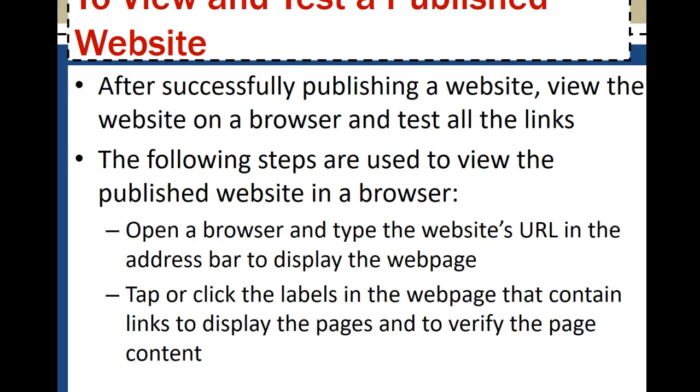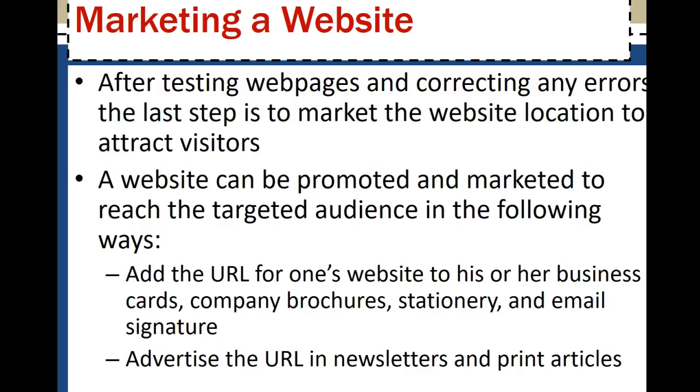The last thing that you need to do, after you did that, to make sure that everything is working, is to test it. So after you publish it, you need to open your website in a browser and test all of the links. Open your browser, type the URL in the address bar to display the web page, tap or click the label in the web page that contains the link to display the pages, to verify that your content is there and the links are working.